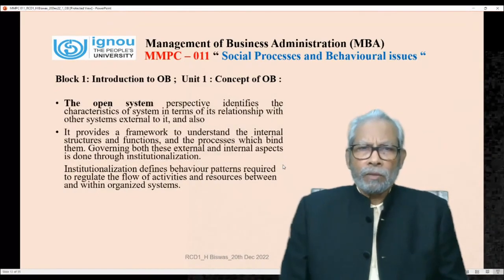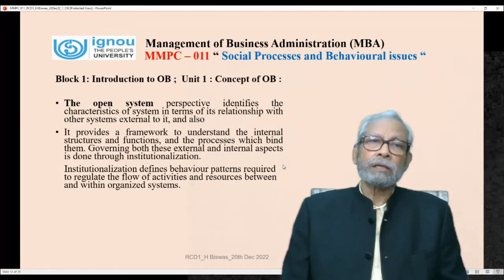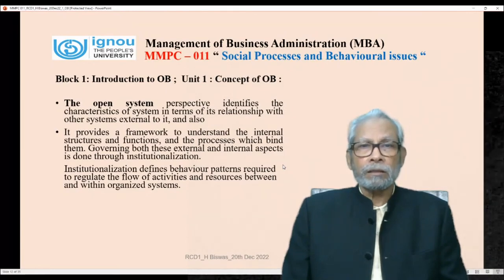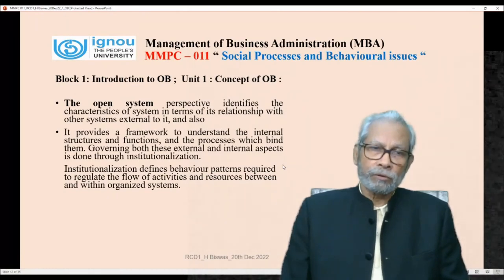Now, the open system perspective identifies the characteristics of a system in terms of its relationship with other systems external to it, and also provides a framework to understand the internal structures, functions, and processes which bind them. Governing both these external and internal aspects is done through institutionalization. Institutionalization defines behavior patterns required to regulate the flow of activities and resources between and within the organization's systems.